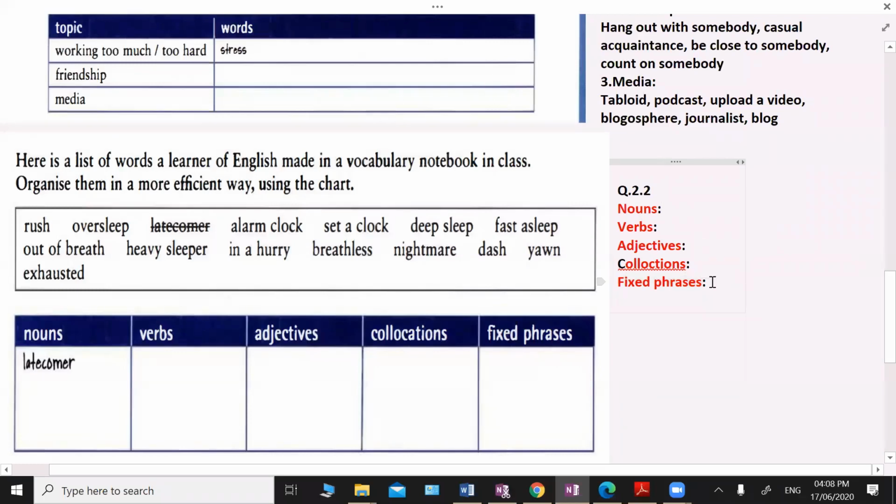Okay. If you are done, you can share the nouns with me. There are about two nouns. Once you finish, you can share the answers with me. Just wait, let others finish, Mariam, and we can check the answers.